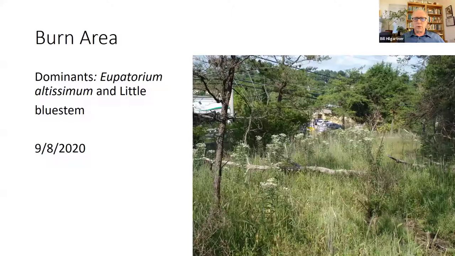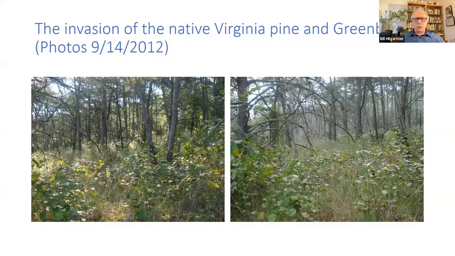But that's my hunch. For example, the invasion of native Virginia pine and greenbrier has been going on in Bare Hills here for a while. It was here before I came or started looking really closely. And the greenbrier has taken over. In some places you just can't walk through it anymore.